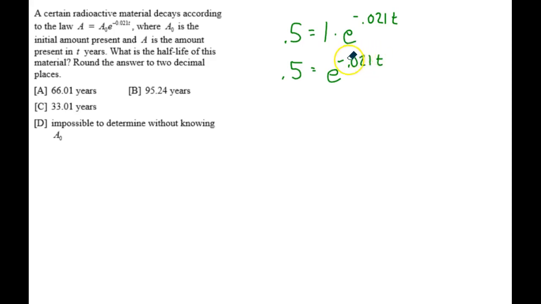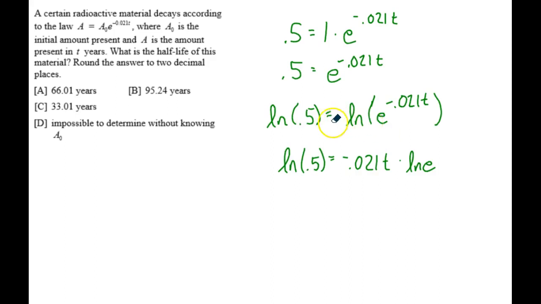The problem is that we have our variable in the exponent. So now we're going to use that power rule we talked about at the beginning of the lesson. But before we can use that, we have to take a log to each side of the equation. The log we want to use is going to have the same base as our exponential, so we want to use a log with base e, which is going to be the natural log. Now if we take the natural log of each side, we have the natural log of 0.5 equal to the natural log of e raised to the negative 0.021 t.